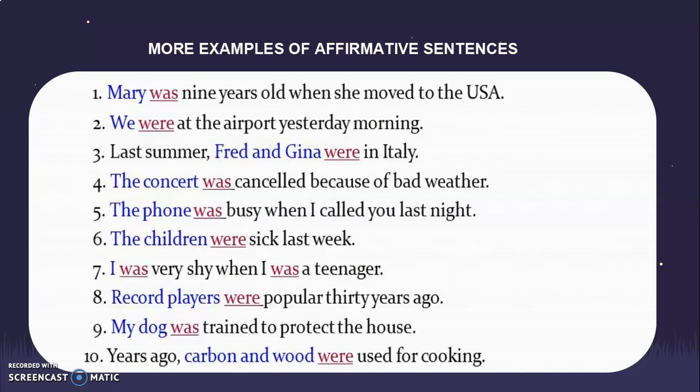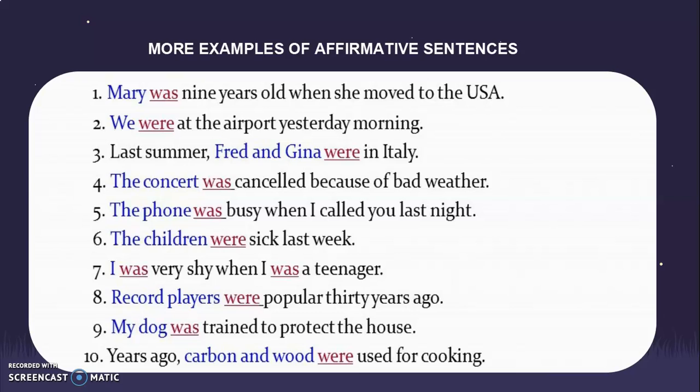Here are some more examples of affirmative sentences, which is not based on our textbook at the moment, but I'm just showing you so that you will know the difference, okay? And then you will be able to do some affirmative sentences on your own at your own free time. So let's look at number 1. Mary was 9 years old when she moved to the USA. We were at the airport yesterday morning. Now, all these sentences from number 1 until number 10 are in the affirmative.